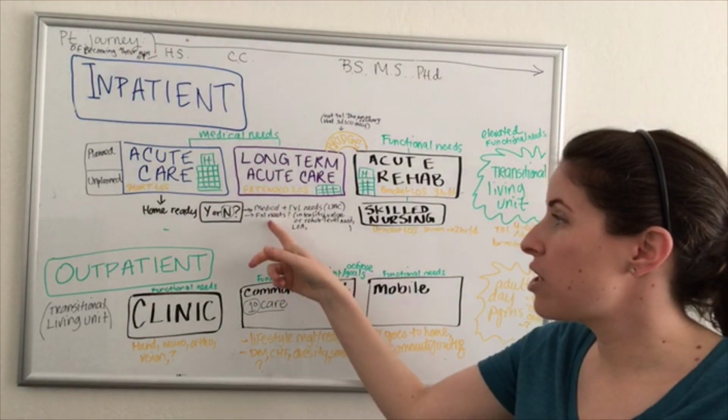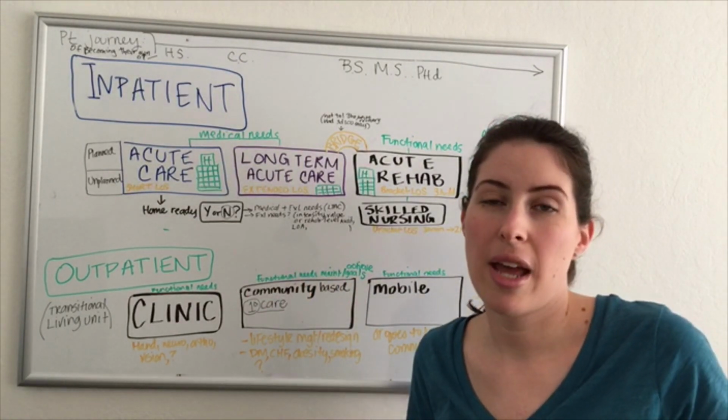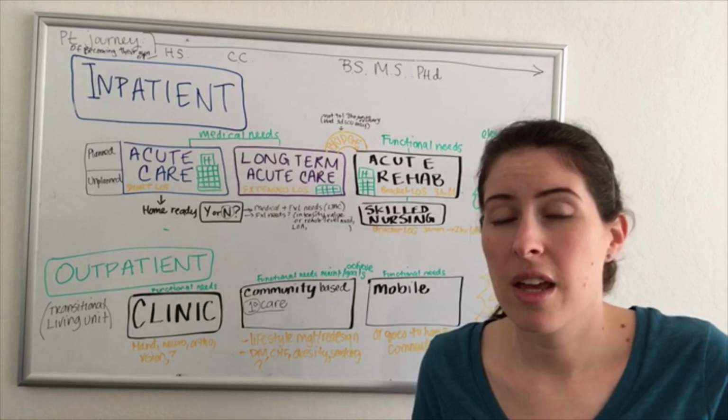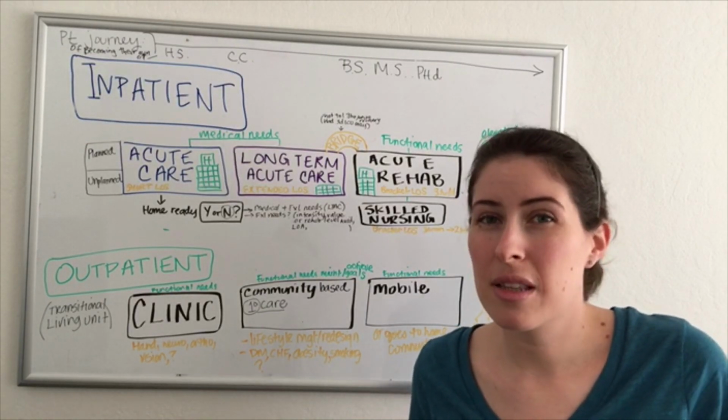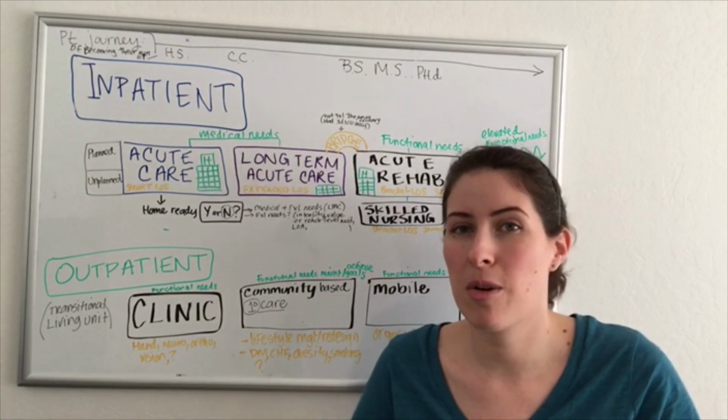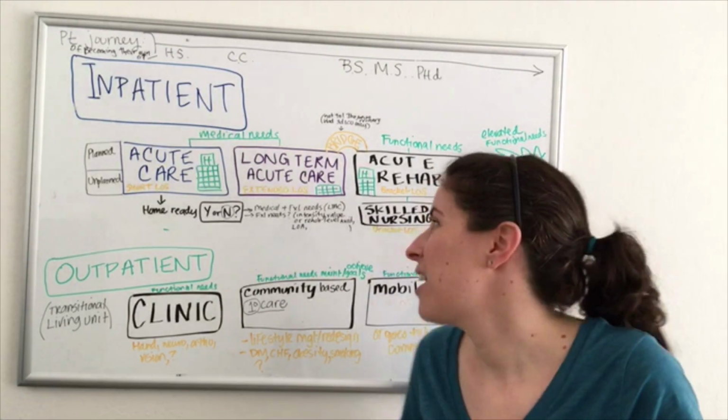So now we talk about functional needs. What functional rehab needs does the patient have? What level of assist are they at? Could they go home with just home therapies at the level of assist that they're at, or could they go to a rehab setting where they can get more intensive therapies, or somewhere in between that?